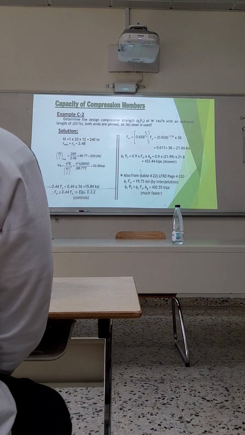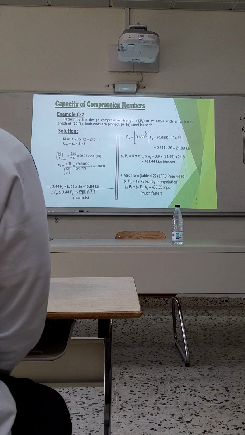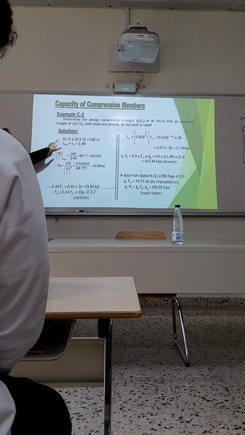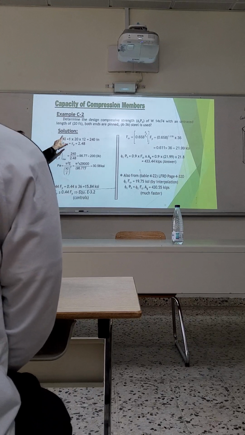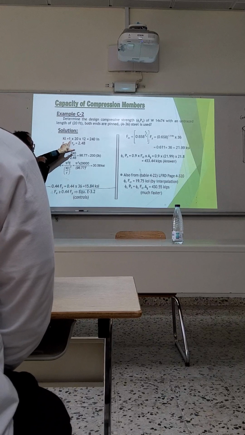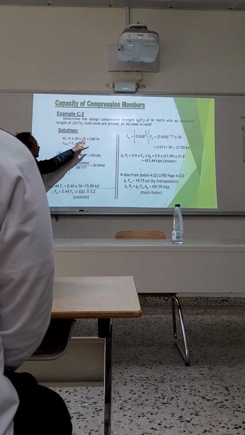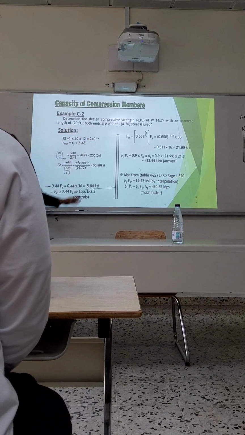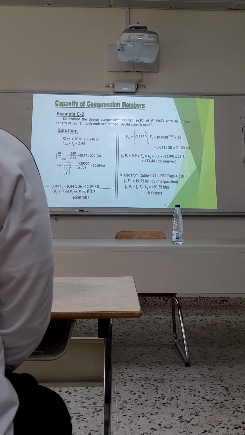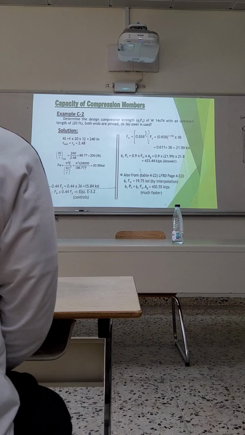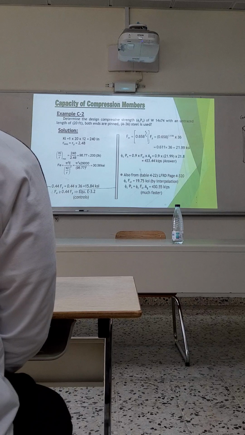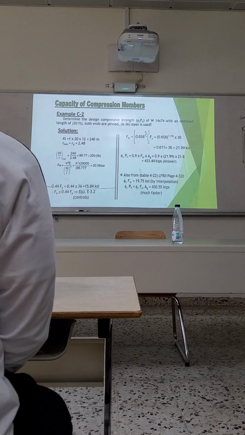So both ends are pinned, and the value of K will be 1. Very simple. First we calculate the value of K here. K is 1 and L is 20 multiplied by 12. Now, how will you get the value of r minimum? From the data sheet. The section is given as W14x74. So find the minimum value of r.